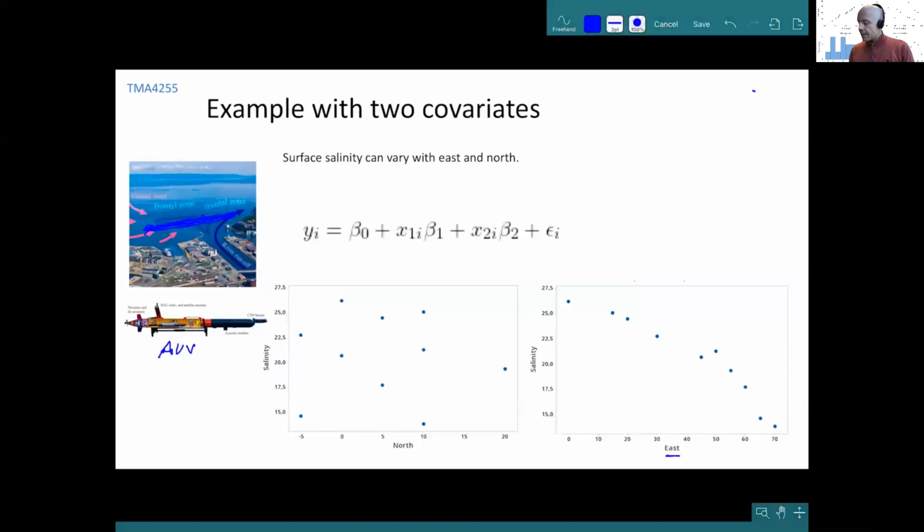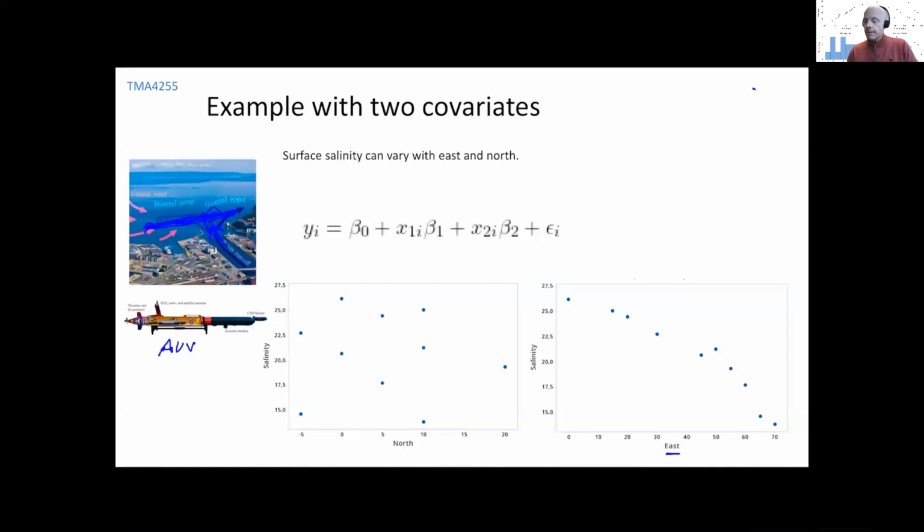Between east and salinity, there clearly appears to be a connection. And the reason, sort of the biological or the phenomena here, is that the river comes out here. So the river is, of course, fresh water, and then it starts to mix with the fjord waters. So you would expect the salinity in this part to be smaller than over here, and that's what we're seeing. But maybe the north coordinate is not so important in this analysis. That's what we can study by fitting a regression model.